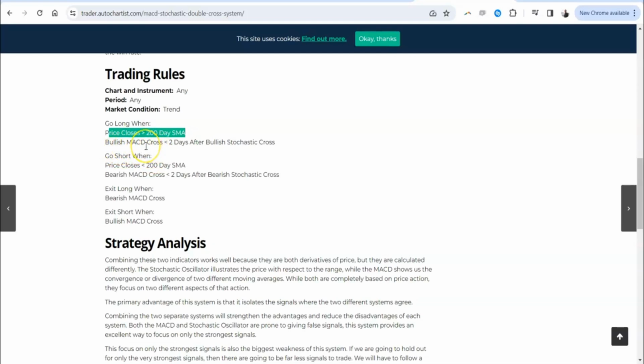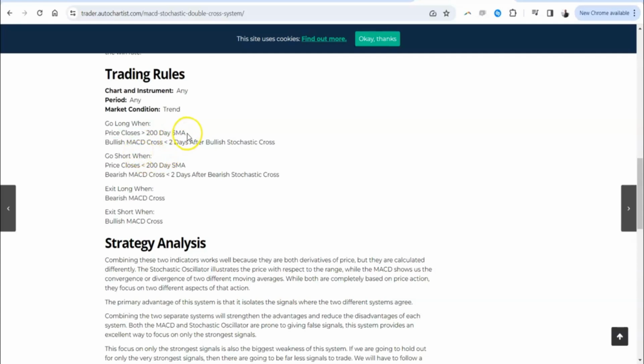Now, what is a bullish MACD crossover? We discussed this in the technical indicator section where I was explaining MACD. A bullish MACD cross occurs when the MACD line cuts the signal line from below, and the bearish crossover is the opposite. When the MACD line cuts the signal line from the top, that is the bearish MACD cross.